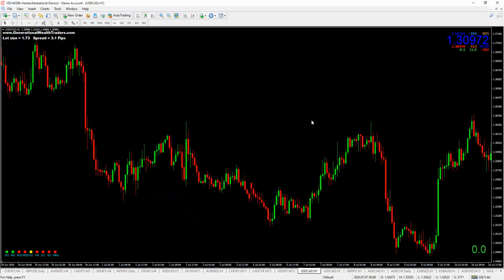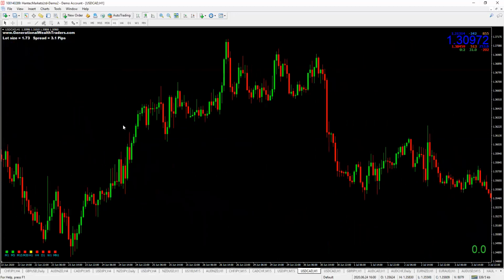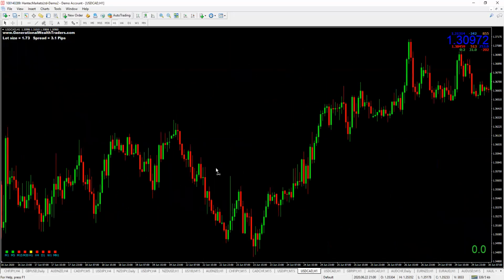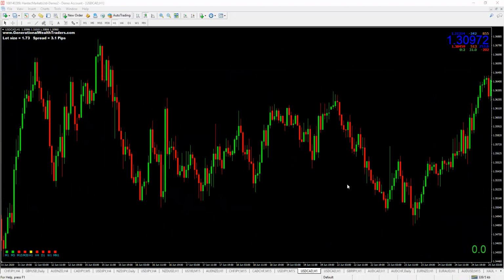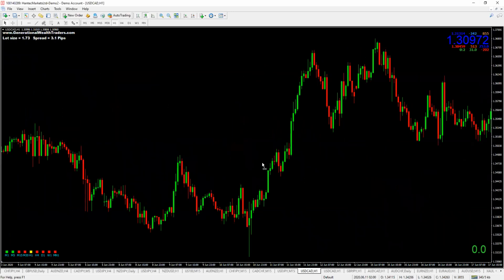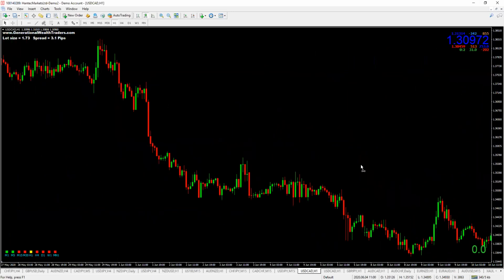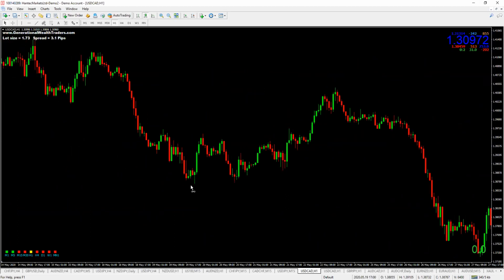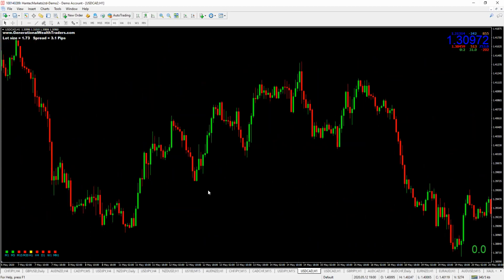Let me just find something for you. We know the market never moves in a straight line. We say that all the time. It always tends to do a zigzag. I'm trying to find a proper zigzag for us. It does a zig, a zag, zigzag, zigzag. It's not just going up in one straight line. Okay, I suppose this is good enough.